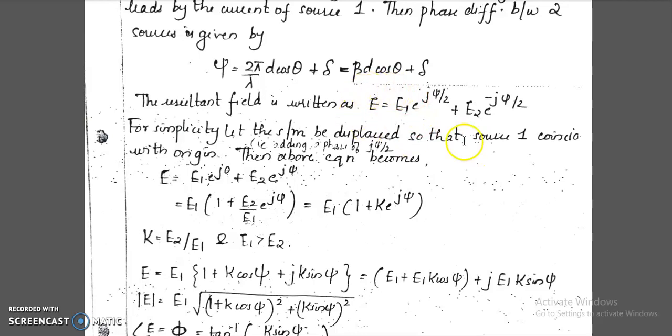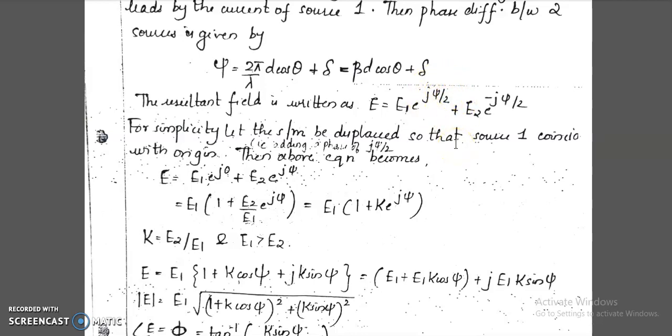So what happened for this equation? Here, in this equation, we consider the origin as the reference point, and source 1 and source 2 are at equal distance, that is d by 2, from the origin. And psi is the phase difference between the sources, and we consider the origin as the reference. So with respect to the origin, the phase difference is psi by 2. That's why we use psi by 2 in this equation.